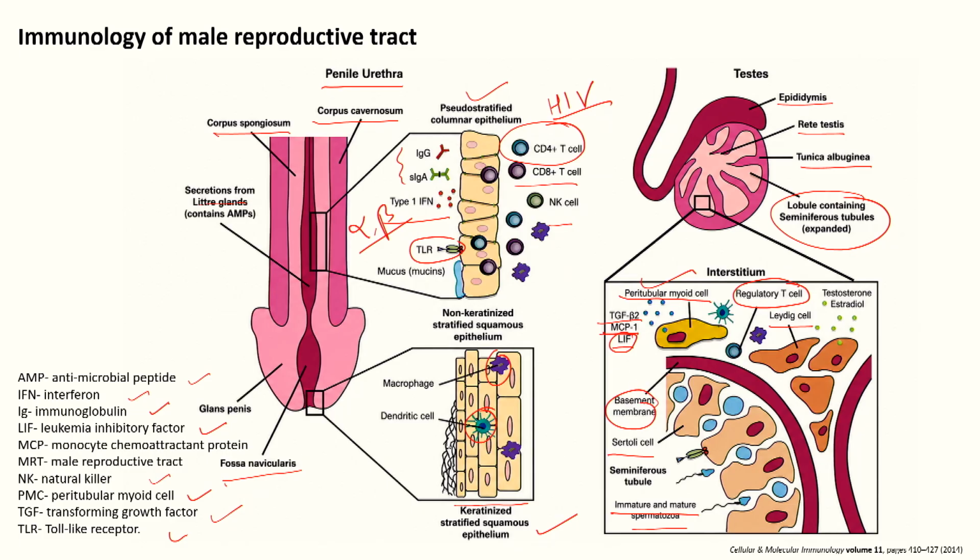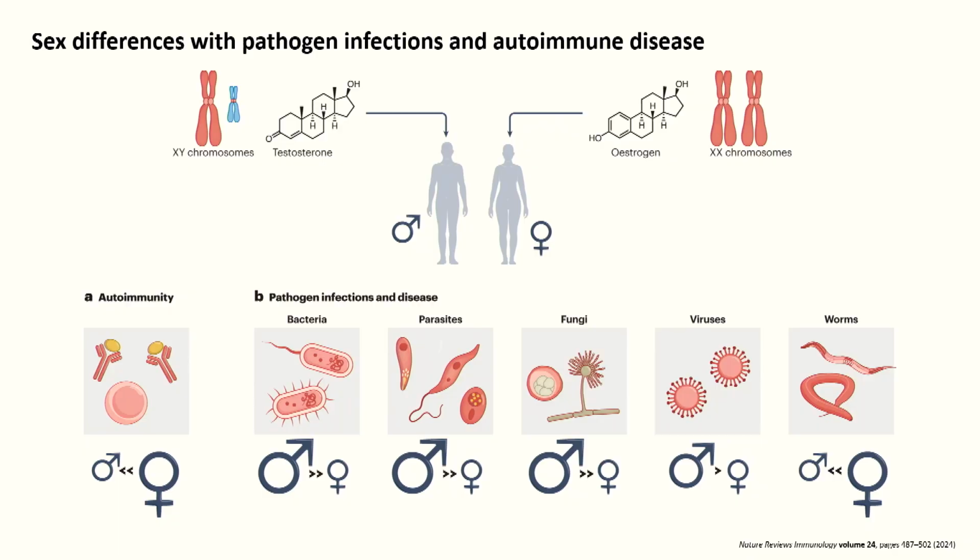Let's move on and see some unique things about the genital tract in general. We know that males and females are differentiated based on the sex chromosomes: in the male we have XY chromosomes and in the female we have XX chromosomes. So how are males and females differentiated based on disease aspects and also autoimmune diseases?